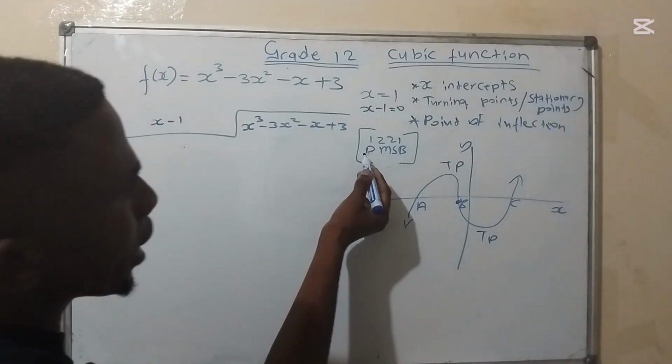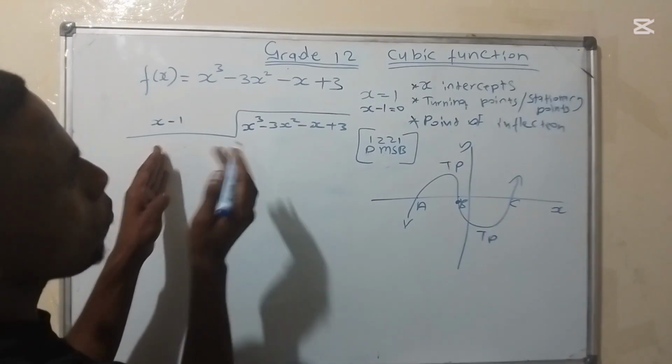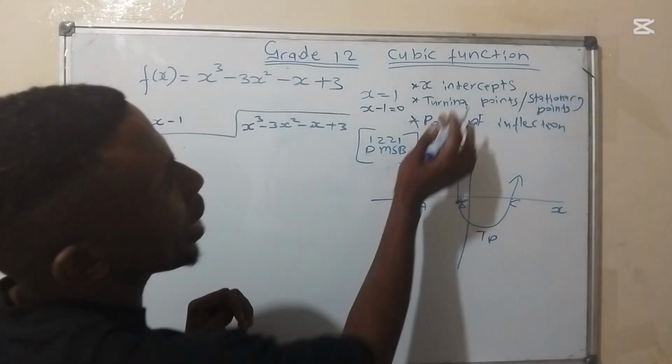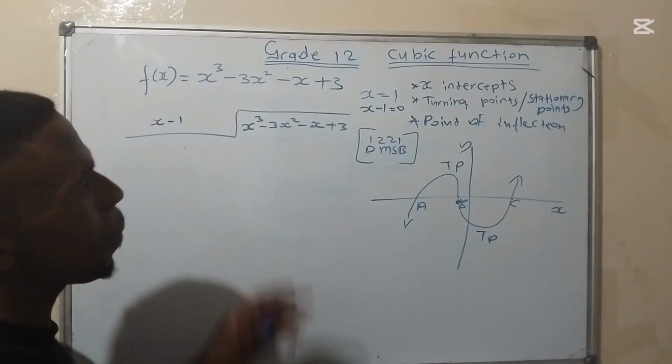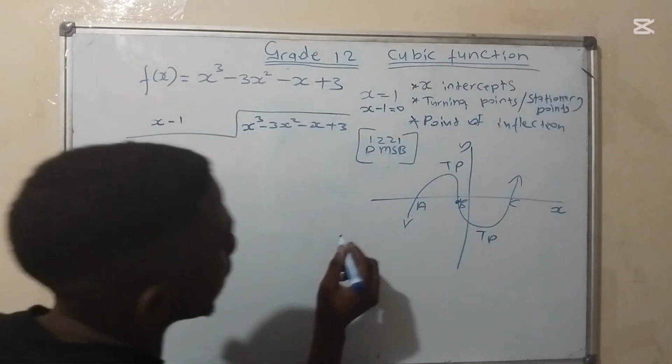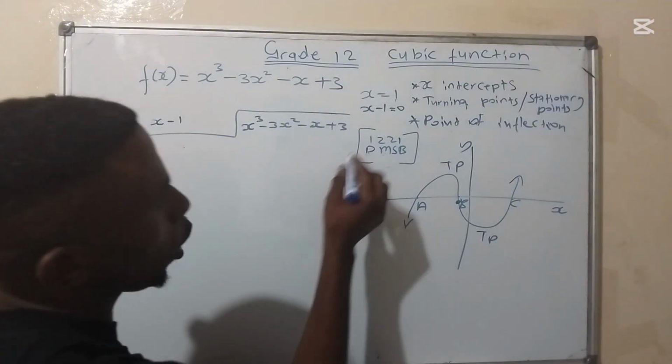Then let's apply this code to simplify this equation so that we can find the other x-intercepts. The main objective of applying long division is to find the x-intercepts. Then let's now apply our long division.